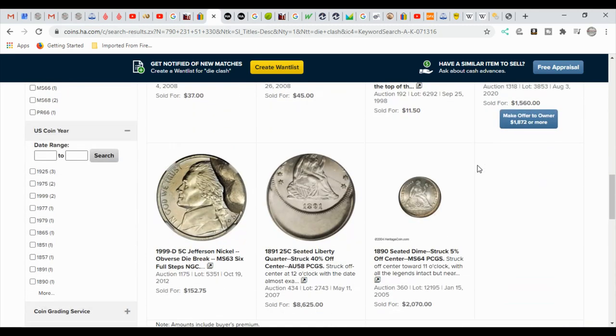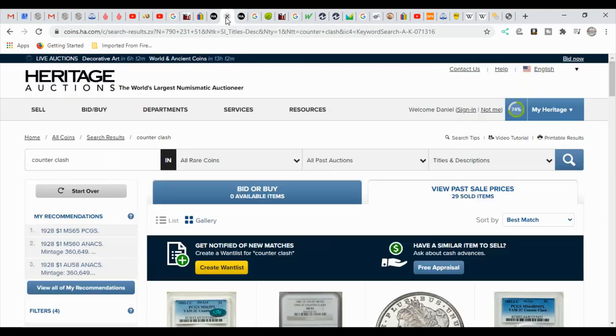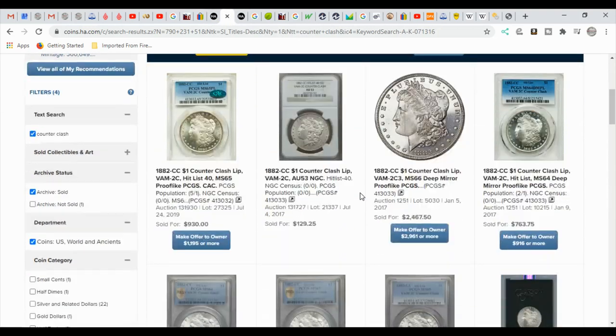So what is valuable? What would you consider as far as clashes as valuable? Well, you have to start getting into what they call counter clashes. Okay, and we're going to talk about the counter clashes. These can increase the value of a coin. And there is a type 1 to type 2.